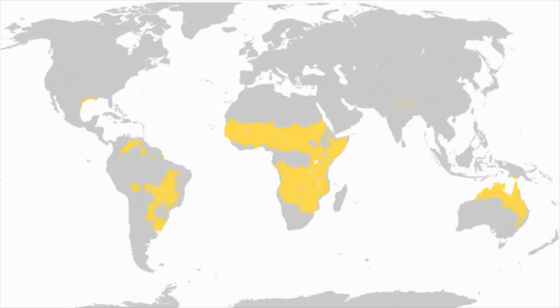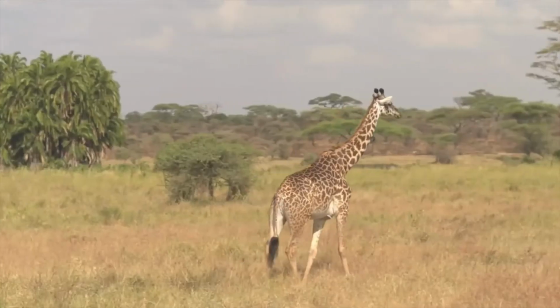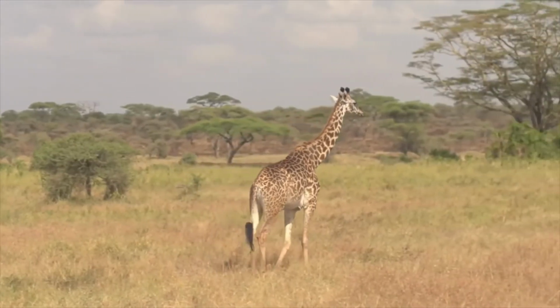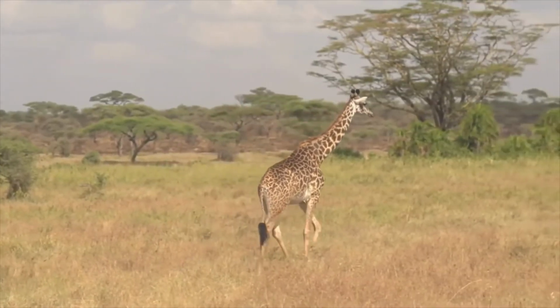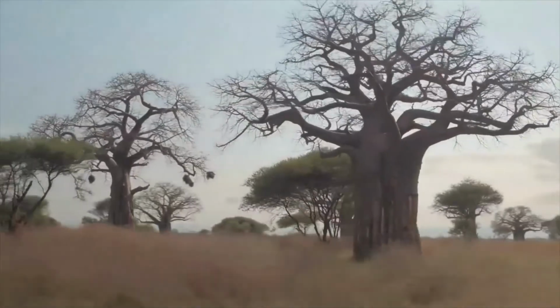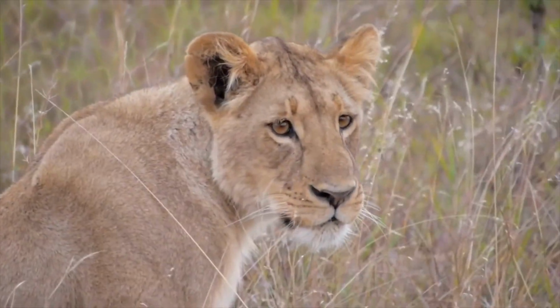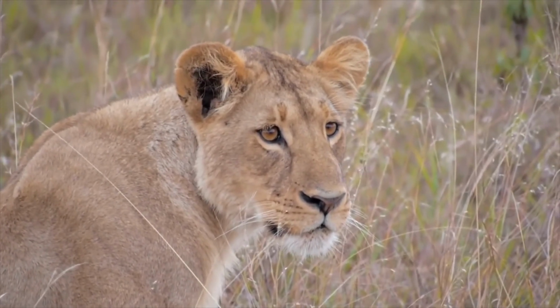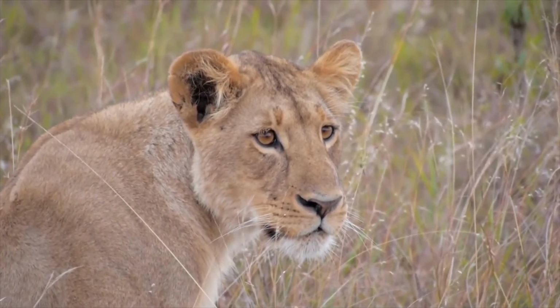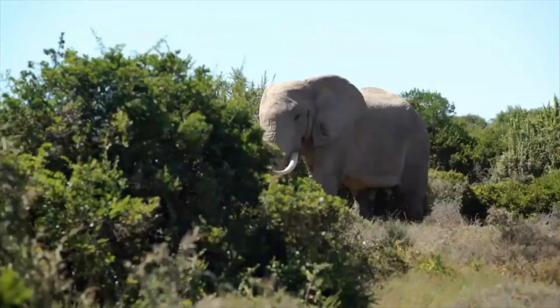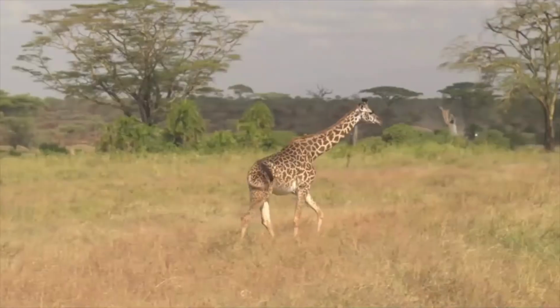Savannas are located in Africa, Brazil, India, and Australia. The savanna we are most familiar with is the East African savanna. This savanna is dotted with trees and shrubs. The Serengeti Plains of Tanzania are some of the most well-known. Here animals like lions, zebras, elephants, and giraffes are found.